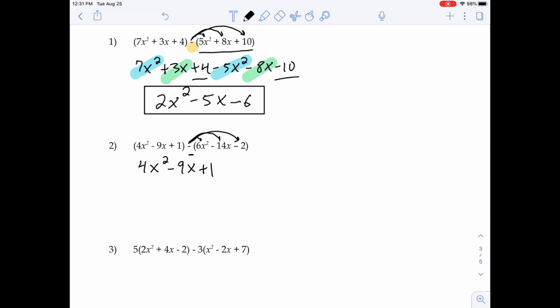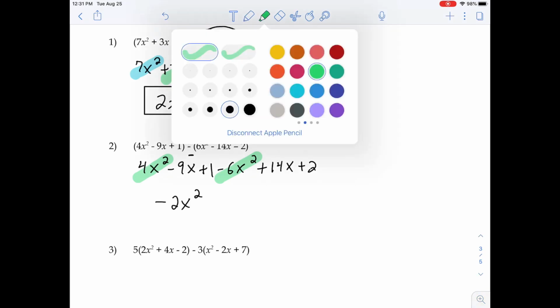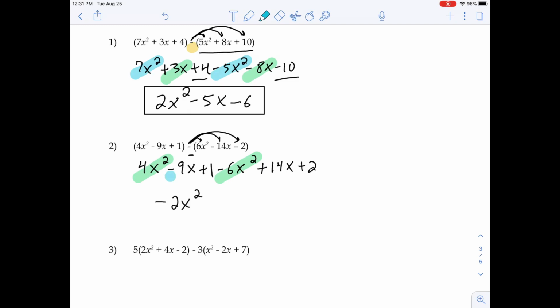So now when I distribute this right here, that's gonna give me minus 6x squared plus 14x and then plus 2. So now I am ready to go ahead and combine my like terms. So I have a 4x squared minus 6x squared. So that's going to give me negative 2x squared. And then I'm going to change the color here. And then we have negative 9x and plus 14x. So that's going to give us plus 5x. And then I have plus 1 and plus 2, which of course gives us 3. So then this is the answer for that subtraction problem.